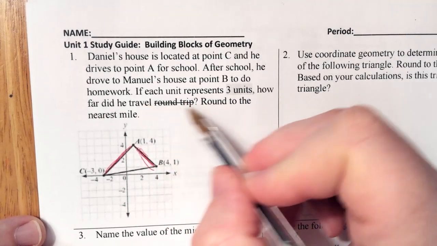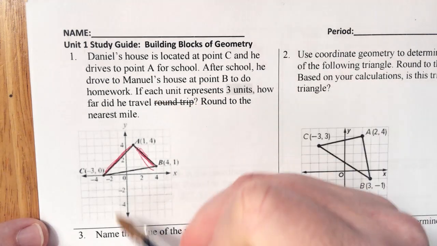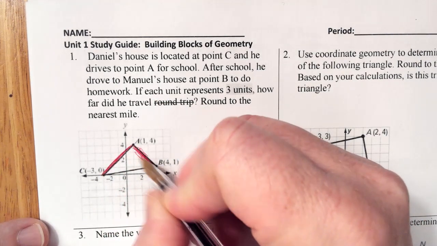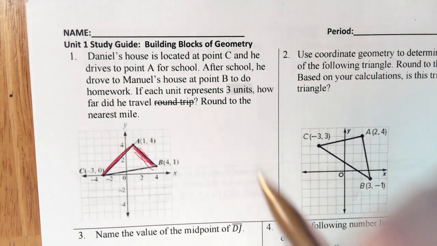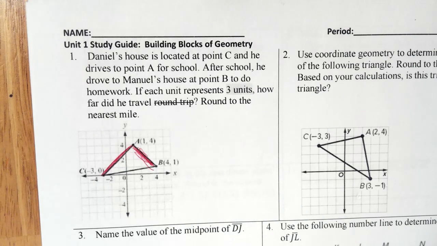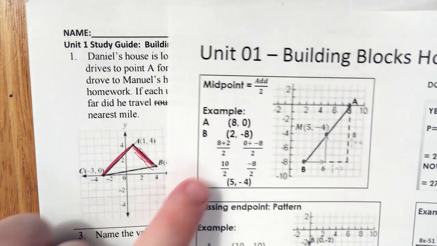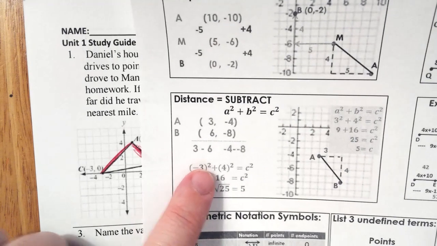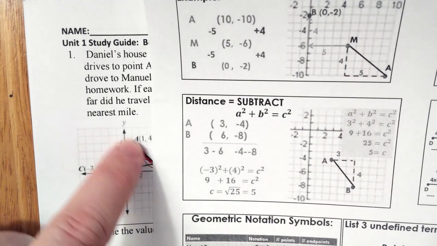Now, I changed this up so we're crossing out the round trip. So we're just going to be talking about if he went from here to here and here to here, and that's it. That was his entire journey. Okay, in order to do this, we got to decide what we're doing. So if you look at your hot topics, we're not looking for midpoint. We're not looking for missing endpoint. We're looking for distance. We're looking for the length from here to here and here to here.